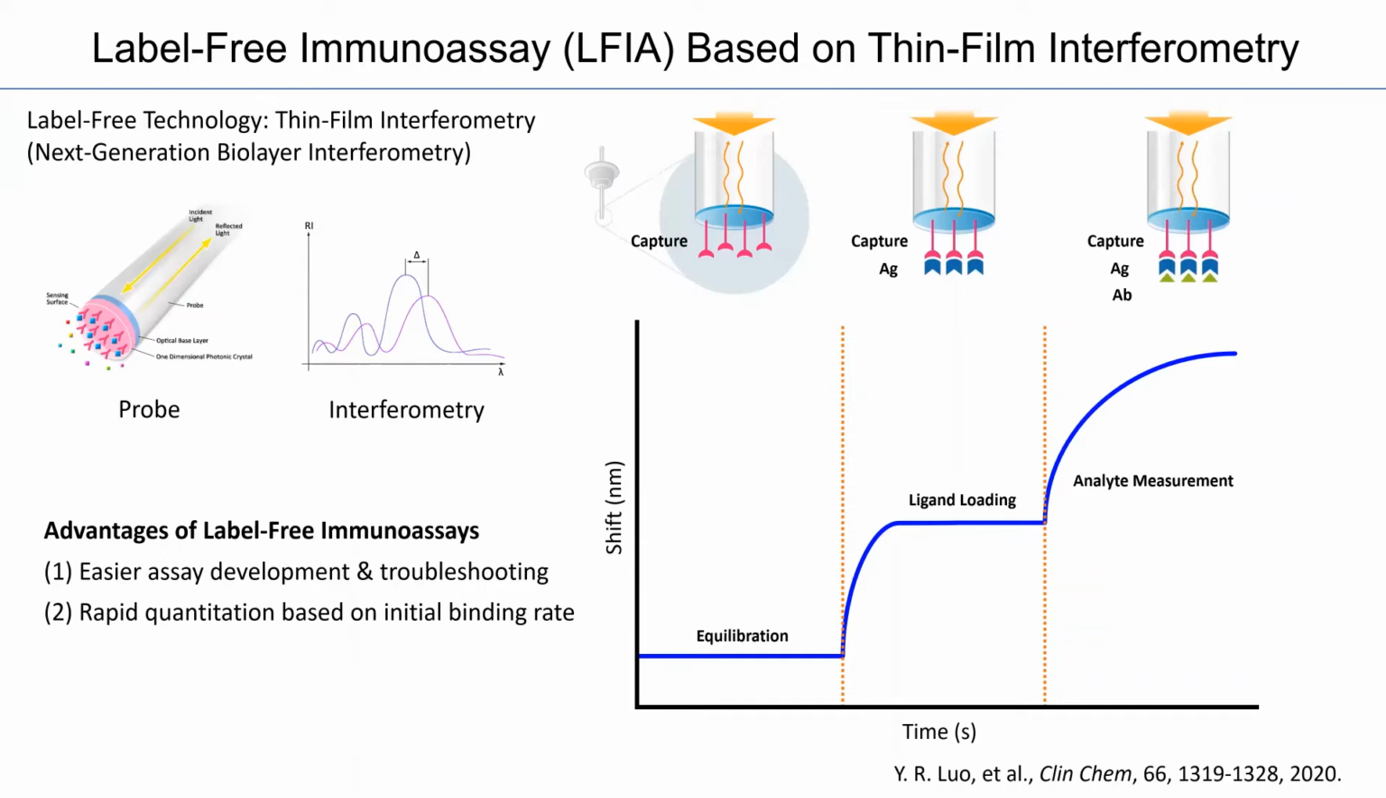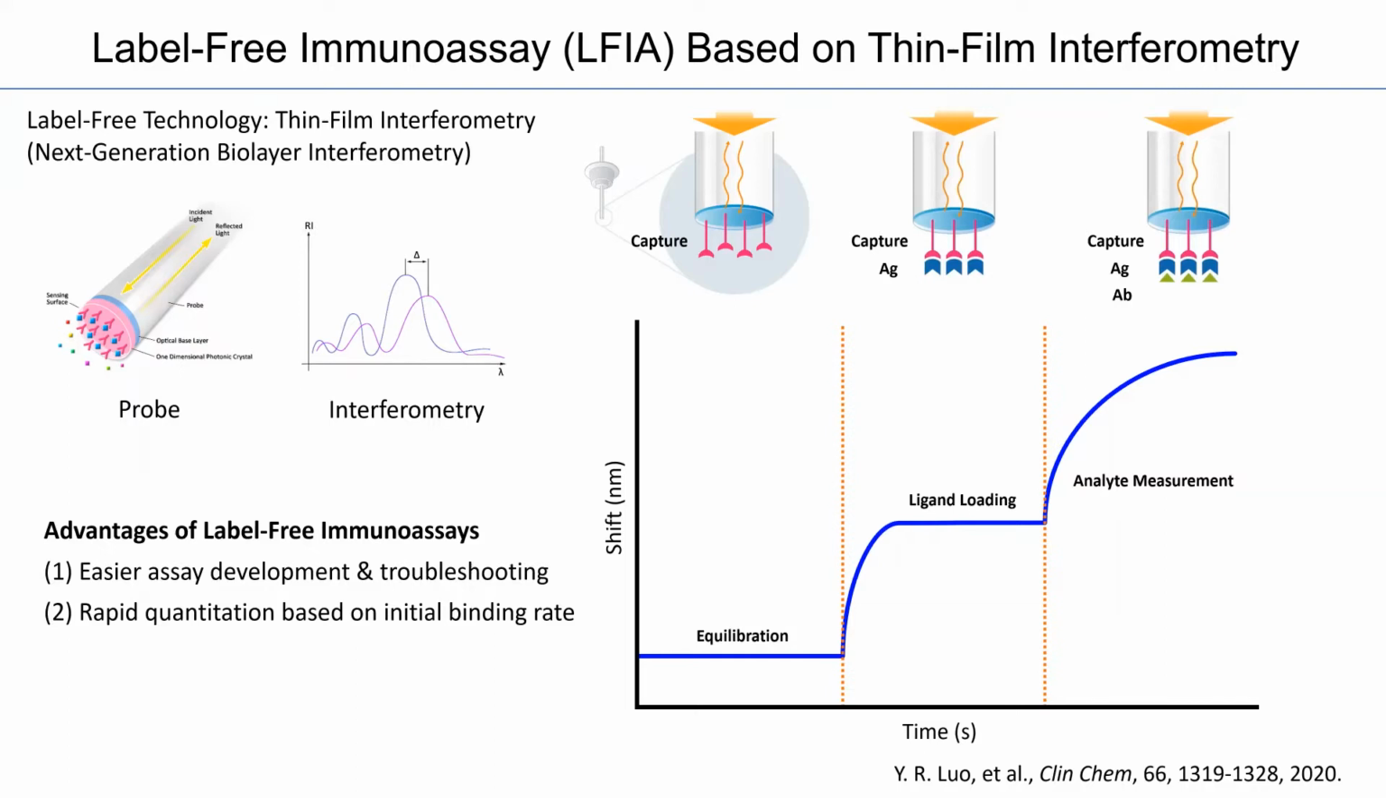So the technology we use is next generation biolayer interferometry. In other words, it's thin film interferometry. So we use a quartz glass sensing probe as shown in this graph, and we actually carry out immune reactions on the sensing probe surface. And when molecules bind to the surface, the interference pattern changes, and the signal is obtained from the interferometry. And on the right, it shows how a typical label-free immunoassay can be carried out.